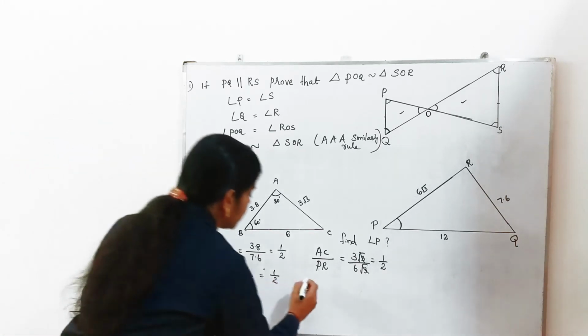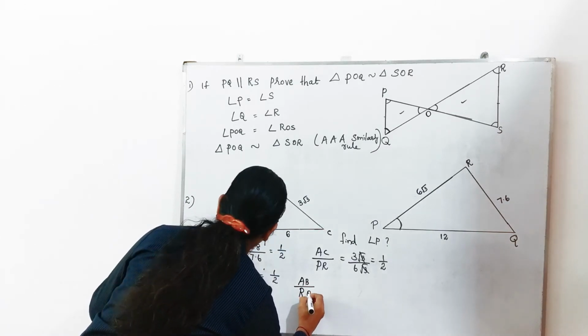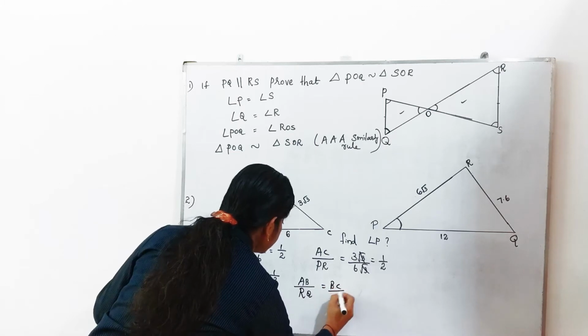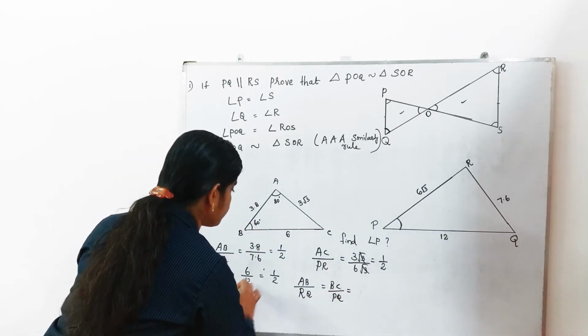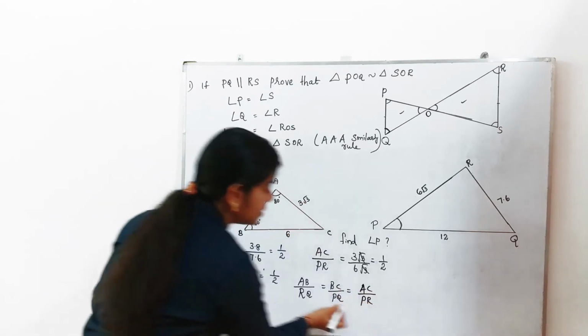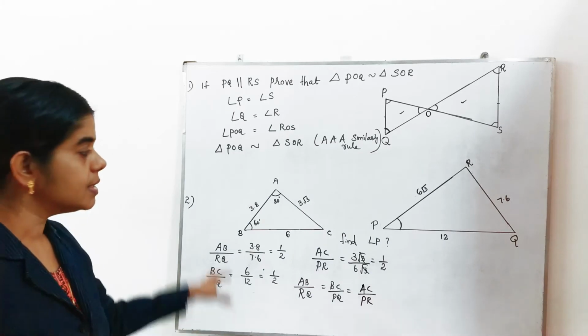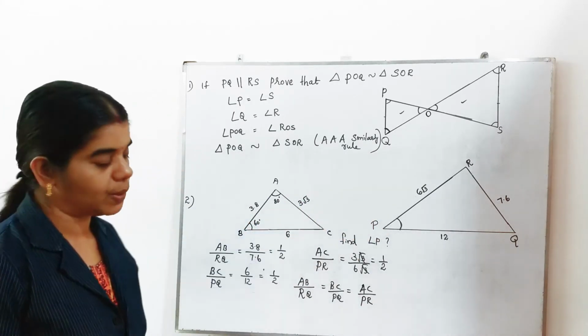So whichever ratio I am writing here, AB by RQ is equal to BC by PQ is equal to AC by PR. This is the ratio we got equal. So these two triangles are similar by SSS similarity rule.